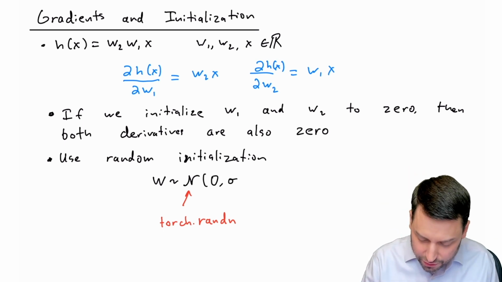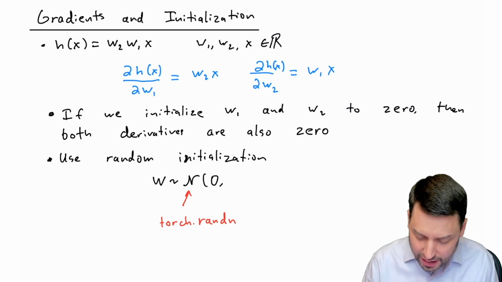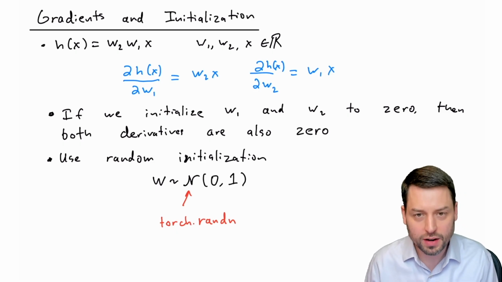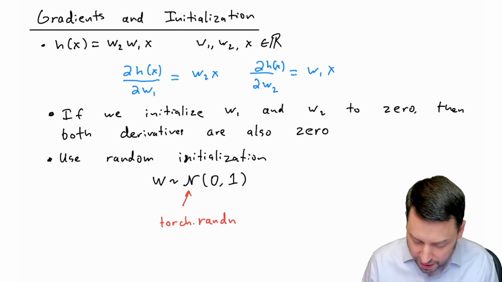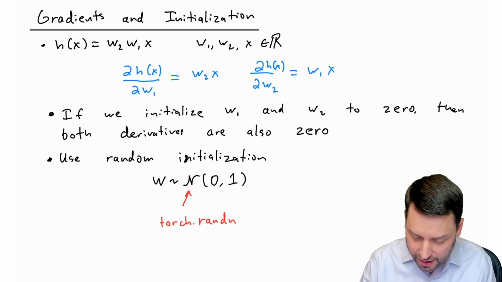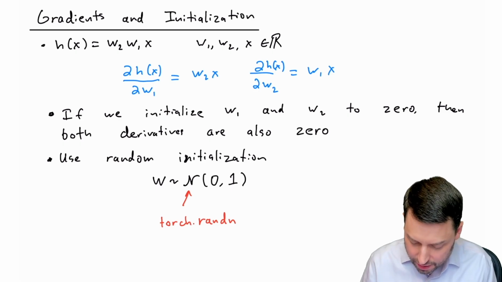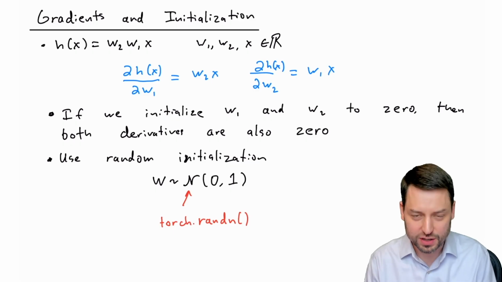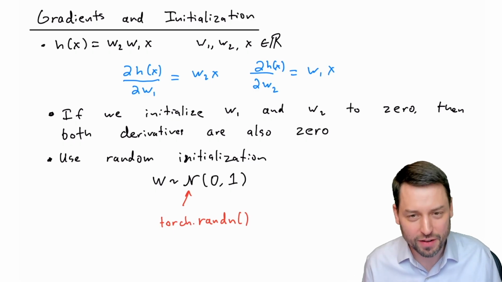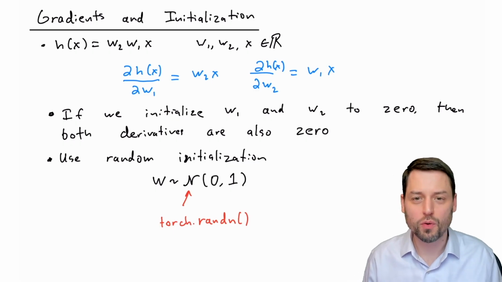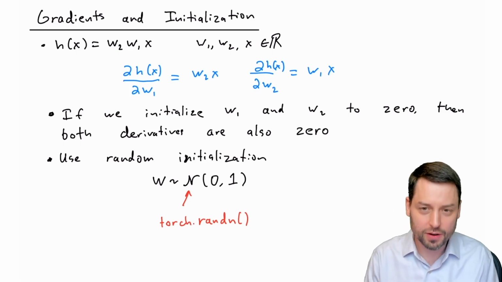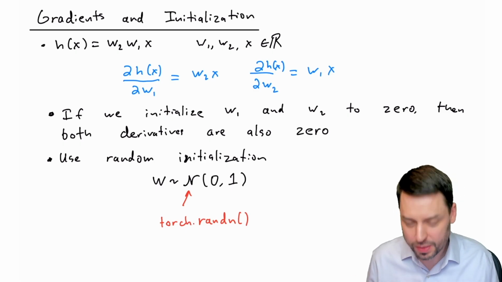In fact, this is not going to be the final number, but we'll start off with this being 1. This exactly corresponds to the torch.randn call. If you call torch.randn, it will create a set of random variables, a whole matrix of random variables in fact, with mean 0 and standard deviation 1.